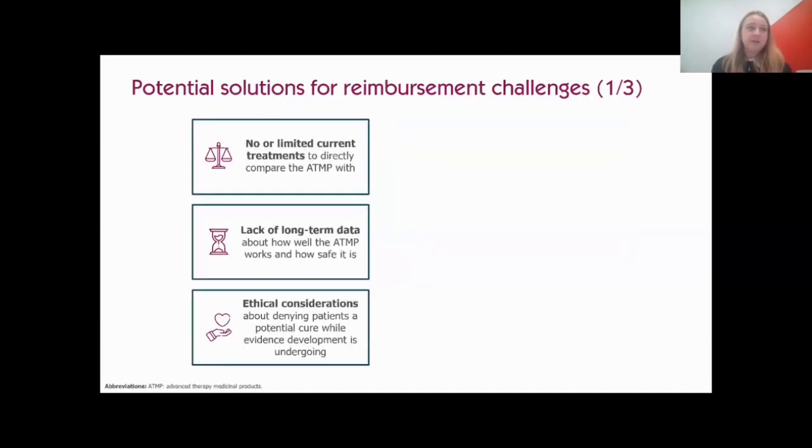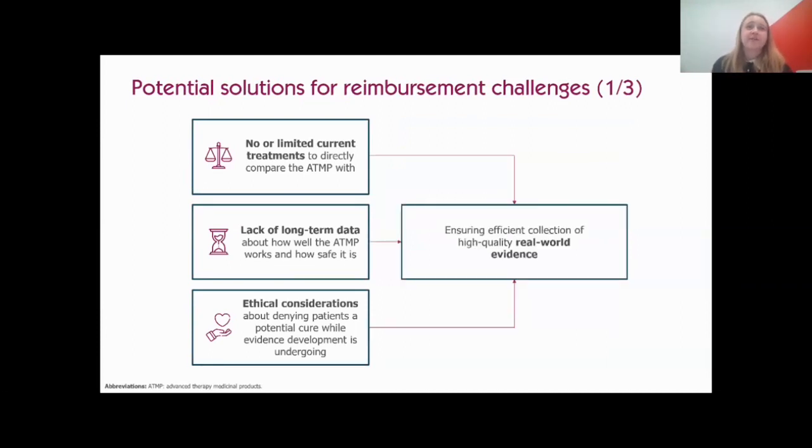Great. So we do have some positives now, some potential solutions for these reimbursement challenges. So covering kind of all three of these points, ensuring efficient collection of high quality real world evidence is super important. So real world evidence is data collected outside of clinical research settings, typically in observational non-interventional studies. Often this can be looking through like an insurance claims database in the United States specifically. And the collection of this data allows for advanced therapies to be used earlier, as developers do not have to wait for a long-term randomized control trial to be run. They can use real-world data as it's being collected to continue to prove the safety and efficacy of their treatment.